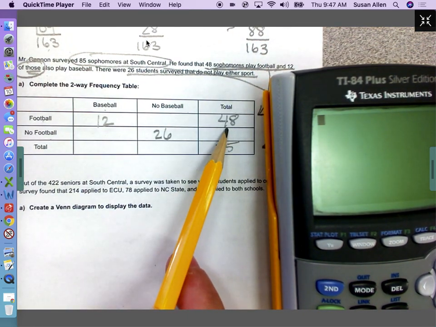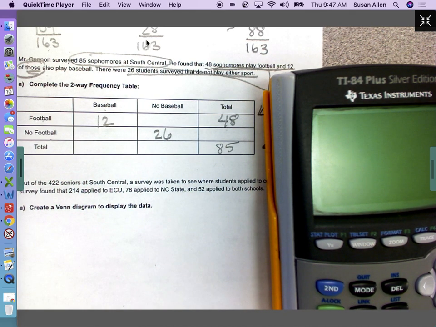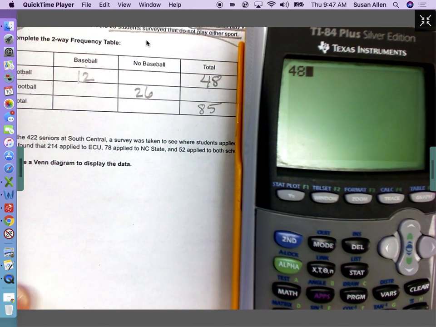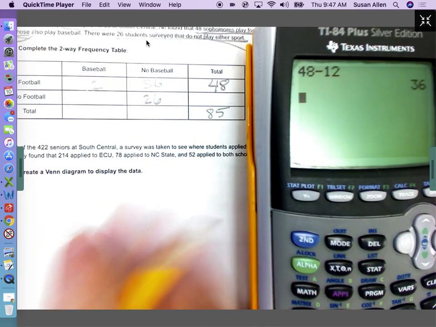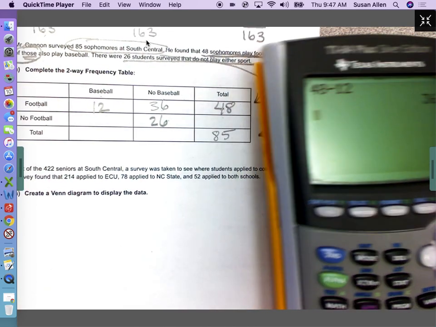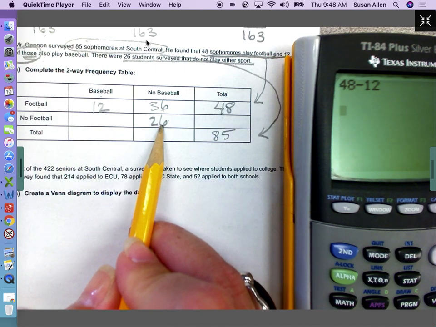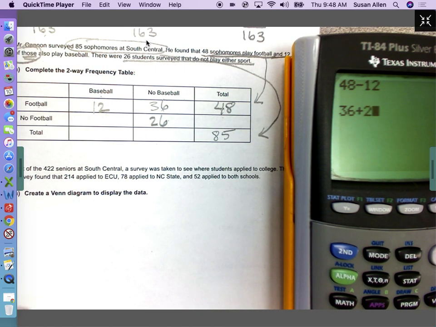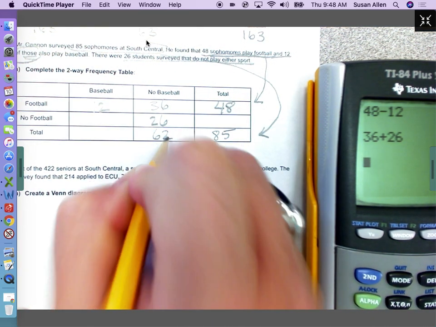If I know a total and I know a component of that total, I should subtract. So I'm going to take this 48 in my calculator, 48 subtract 12, and we get 36. So we fill in 36 here and recognize that 12 plus 36 should equal 48 for our total. I can find another total here. I've got all those that play no baseball but football, and no baseball and no football, so I can total those up. 36 plus 26 is 62, so I'm going to put that down here.